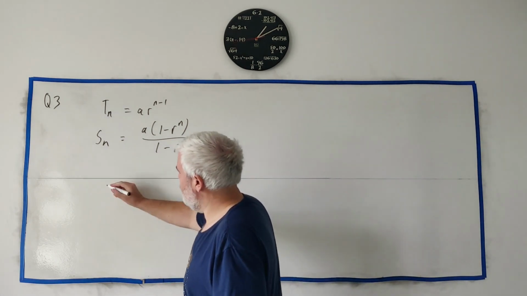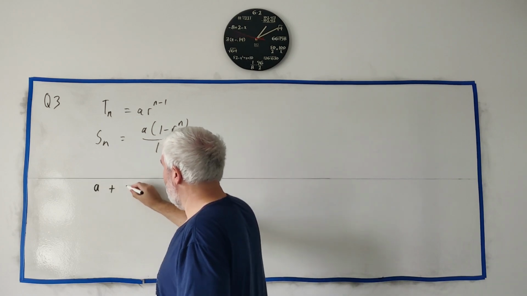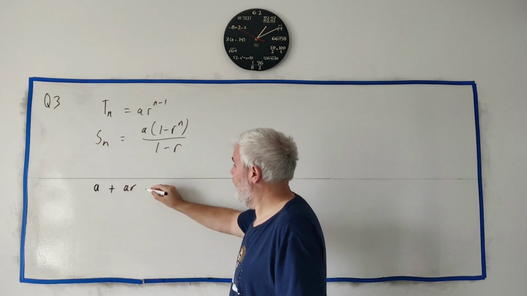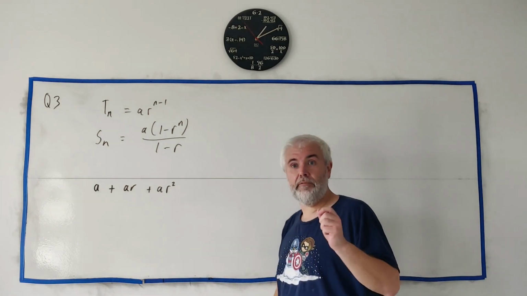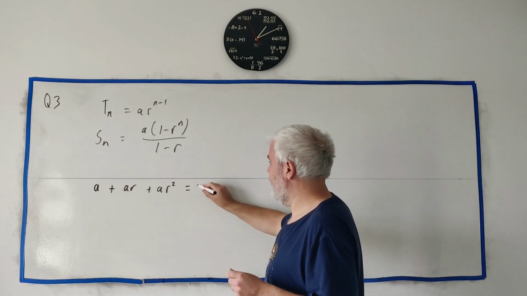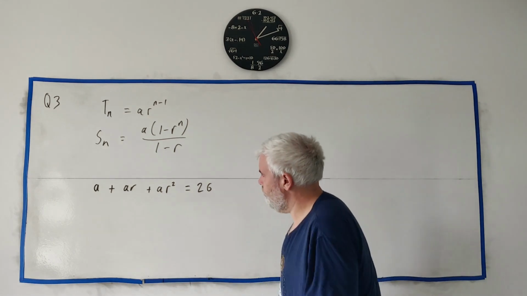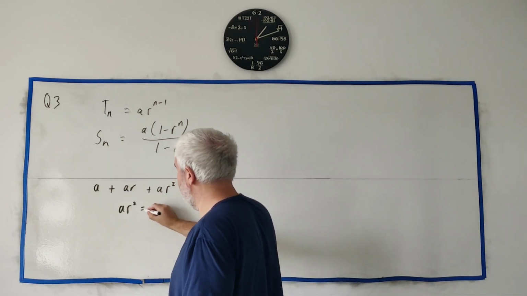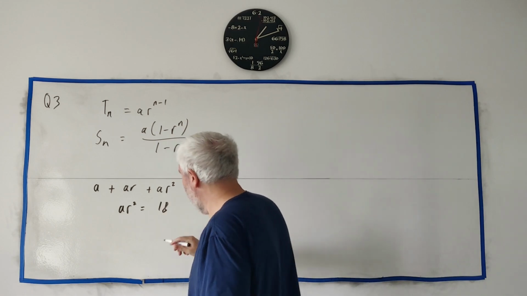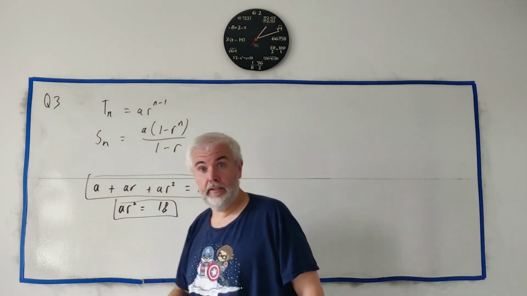What they probably wanted you to do was just write out the first three terms. a plus ar, that's the second term, plus ar squared. And the fact that they all added together is equal to 26. And just like previously, we still know the third term, ar squared, is equal to 18. This time, this is our two clues we're going to put together to get the answer.